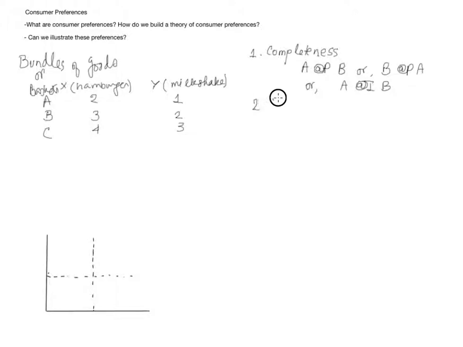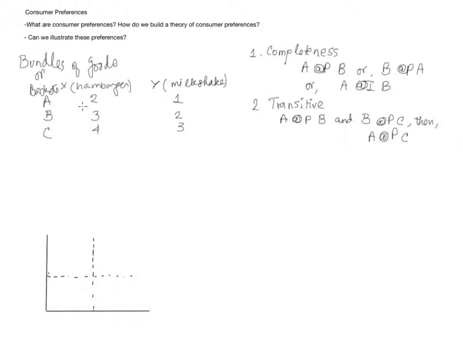The second assumption is that of transitivity. So preferences must be transitive. Now, what does that mean? It simply means that if A is preferred to B and B is preferred to C, then it must be true that A is preferred to C.